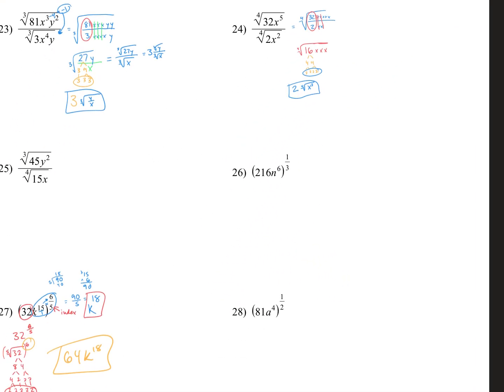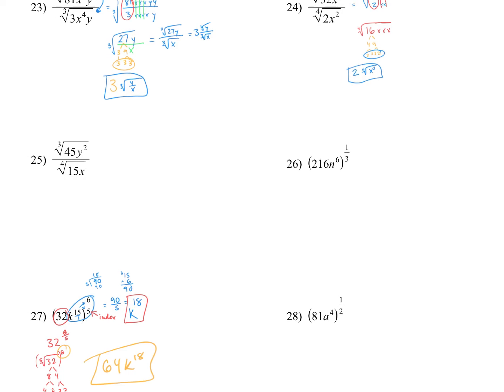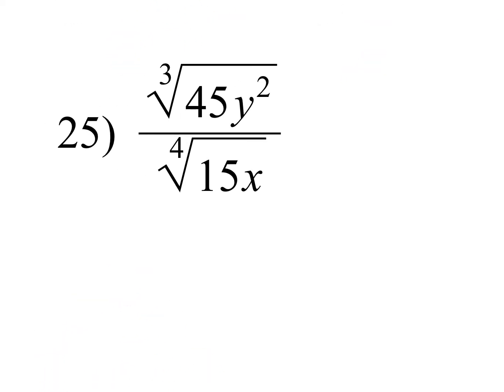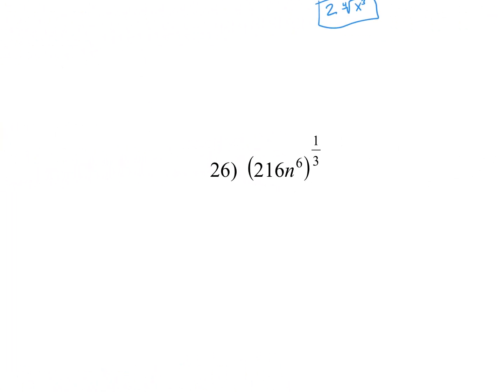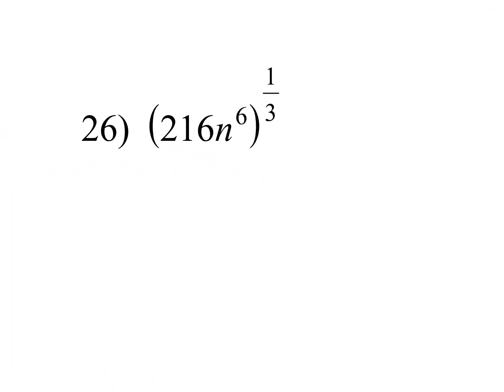All right, let's do 25. Can I combine these? No. My indexes are different, so I can't combine. Can't simplify, can't combine, either way. Can I just leave it blank? No, you cannot leave it blank. Can I put an X over it? No.